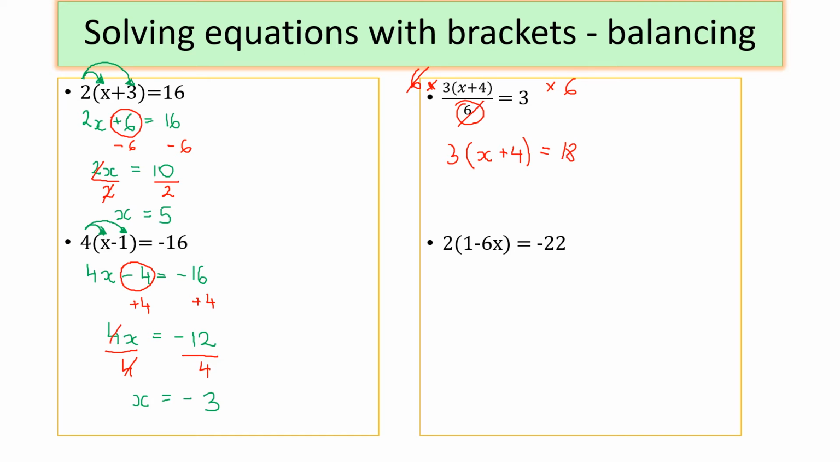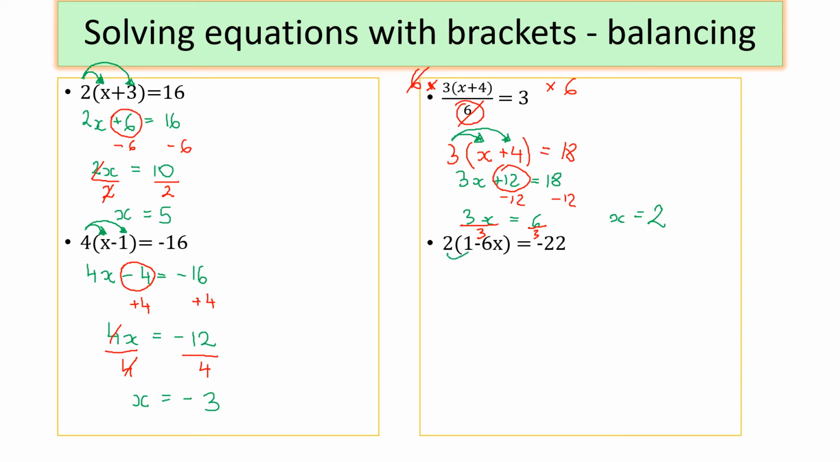And now I follow the same steps. So 3 times x, which is 3x, 3 times 4, which is 12, that is equal to 18. First, I want to get rid of the 12, so I take away 12 from both sides, and I've got 3x equal to 6. Now what I have to do is divide both sides by 3, and x is equal to 2.